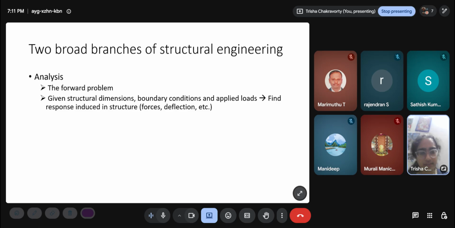Another type of response is the deflection or the displacement, or the strain type response. For that you have studied methods like unit load method, moment distribution, moment area theorems.